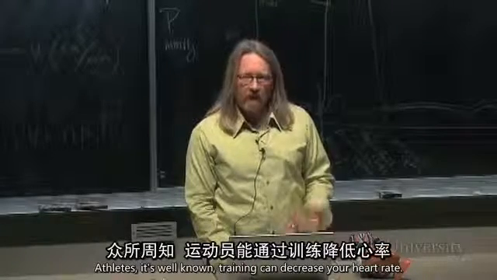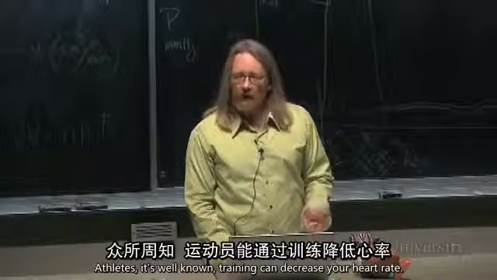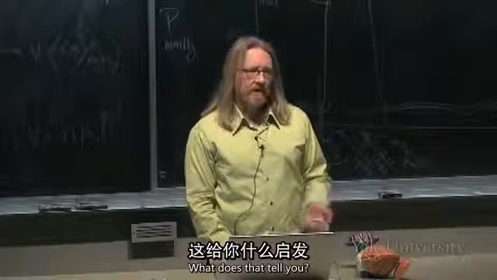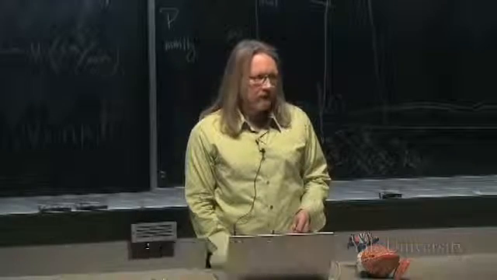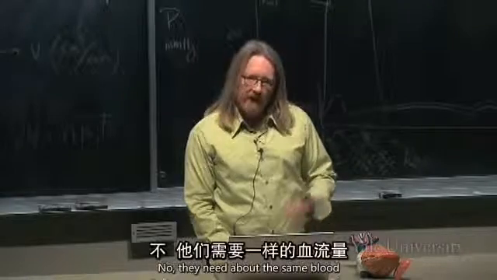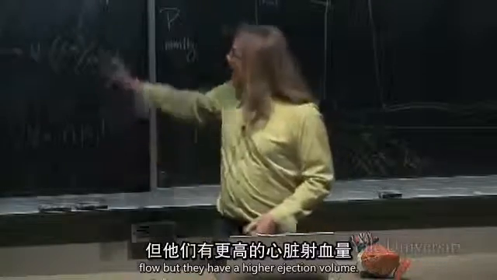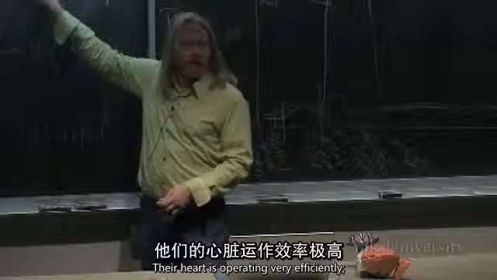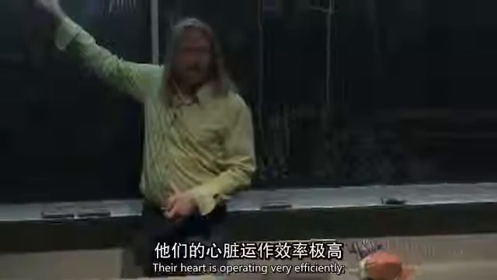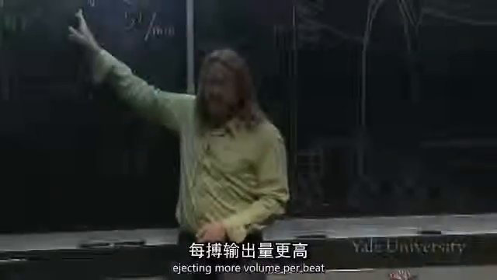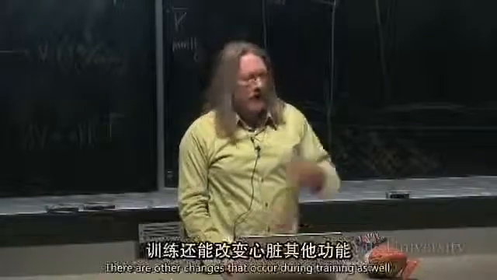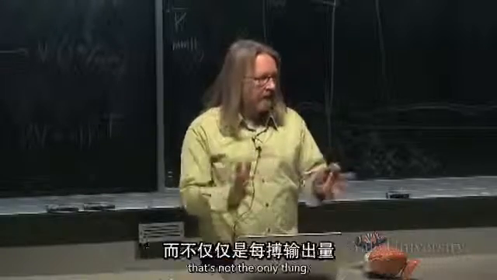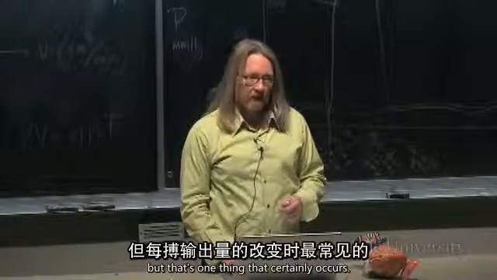Athletes, it's well known, training can decrease your heart rate. What does that tell you? Do athletes need less blood flow? No, they need about the same blood flow, but they have a higher ejection volume. So their heart is operating very efficiently, ejecting more volume per beat, and so they need fewer beats to supply the cardiac output. There are other changes that occur during training as well. That's not the only thing, but that's one thing that certainly occurs.